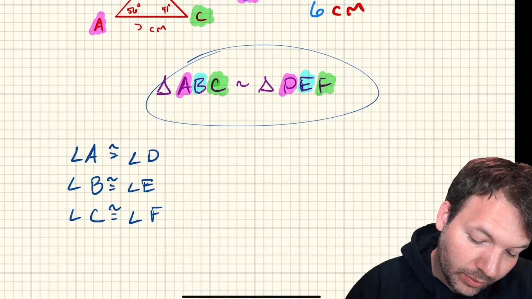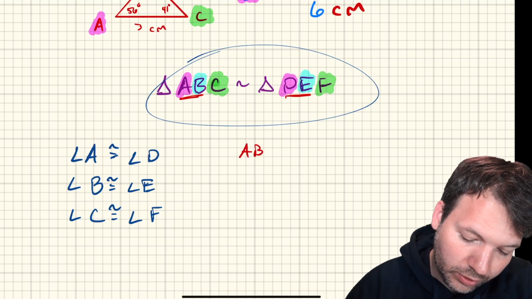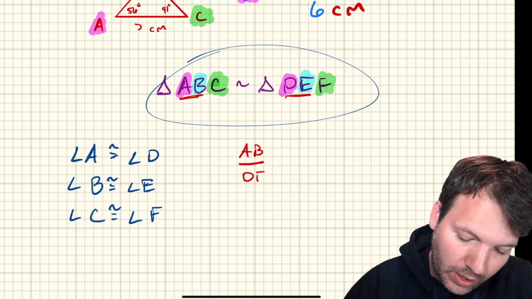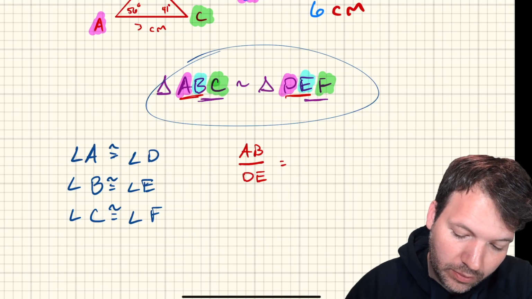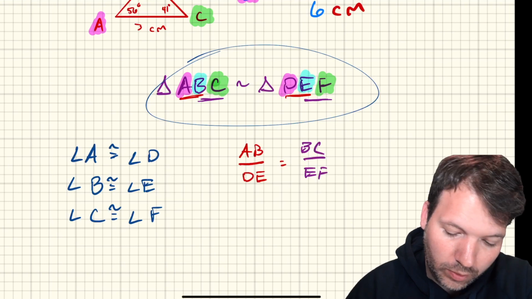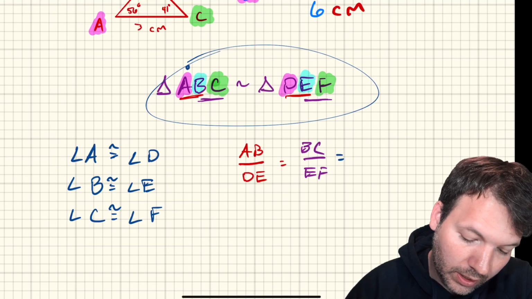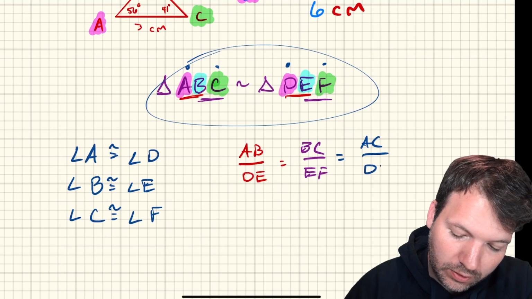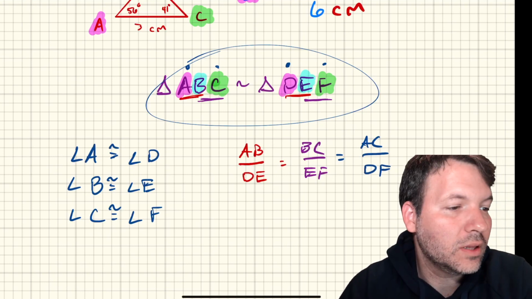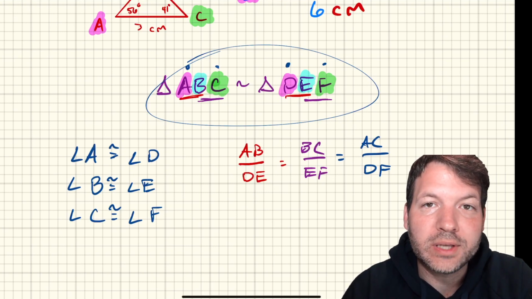So I can look at some of these. I can say, well, AB and DE have to be proportional to each other. So AB and DE will form a certain ratio, and that ratio needs to match, say, BC and EF's ratio. And that ratio needs to match, say, AC and DF's ratio. So you can see all of this at the bottom of page 552. This is what it means when we say that two triangles are similar.